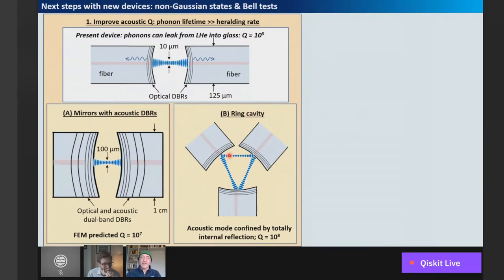It would also mean that a phonon lifetime was not tens or hundreds of microseconds, but a substantial fraction of a second. And that's a very long storage time for a quantum state.